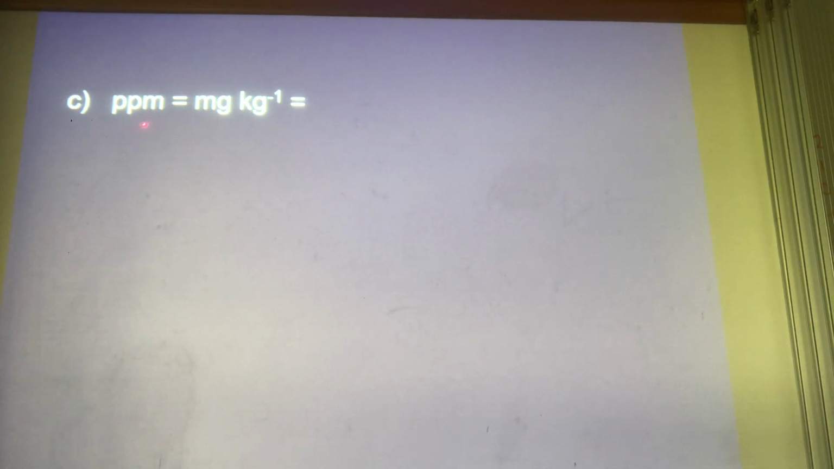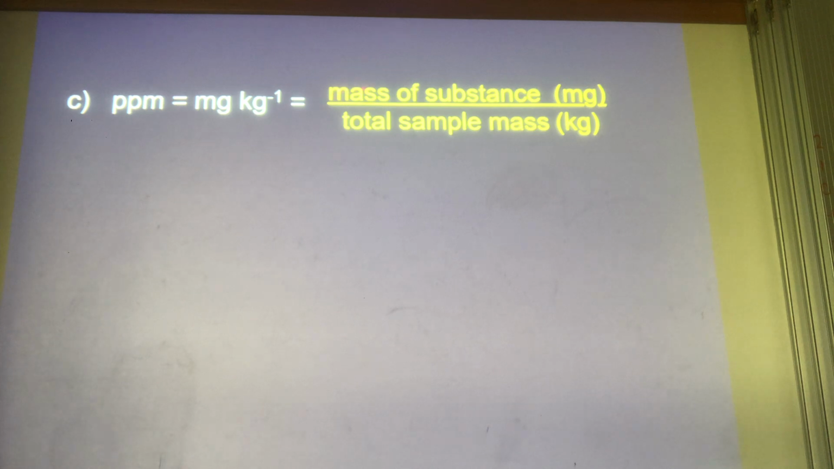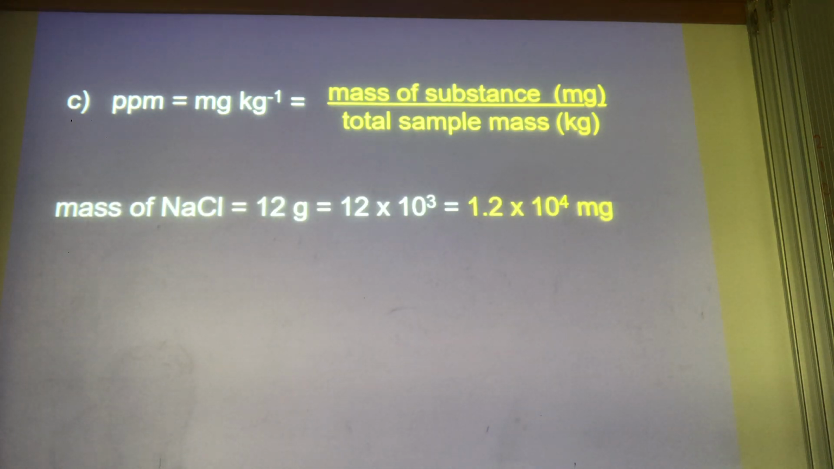Parts per million, as in milligrams per kilo. So that's milligrams of substance, sodium chloride, divided by kilos of solution. Now what do we know? We know that we've got 12 grams of sodium chloride. We need to convert that to milligrams. So we times by 10 to the power of 3. So that's our mass of sodium chloride in milligrams.